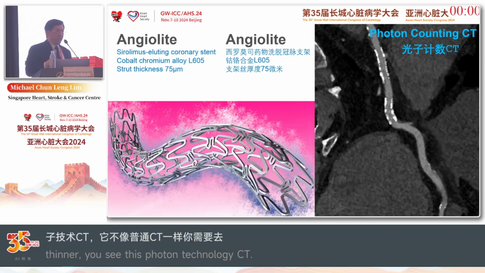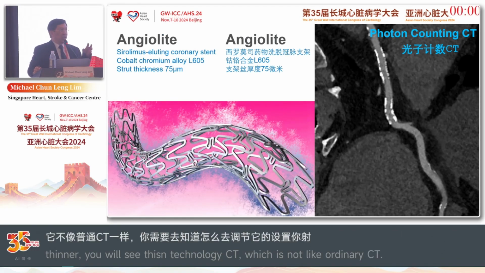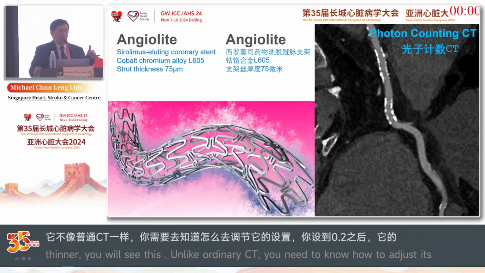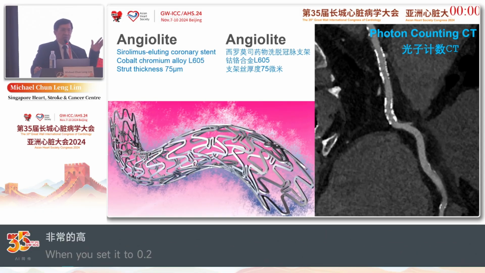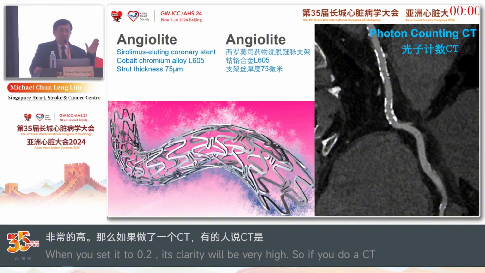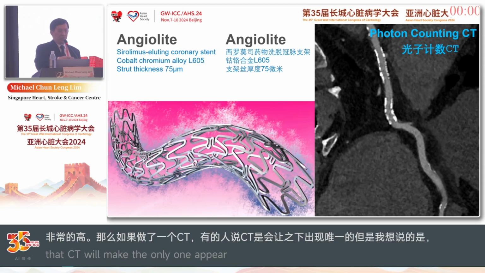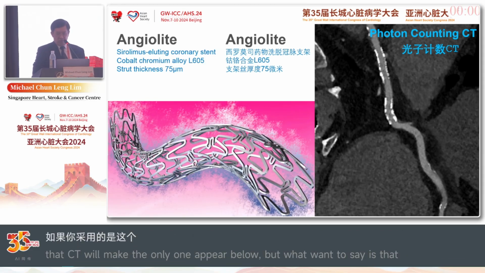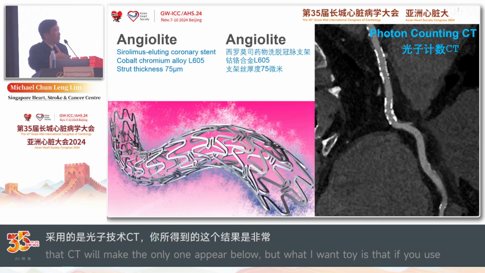A lot of doctors tell you that if there's a stent, you can't do a CT, you cannot see clearly. But I want to show you here that even if you have a stent, you can see it clearly. So I'll go through different stents. This is a cobalt chromium alloy stent called Angiolite. You can see the stent very clearly and the part in the stent.